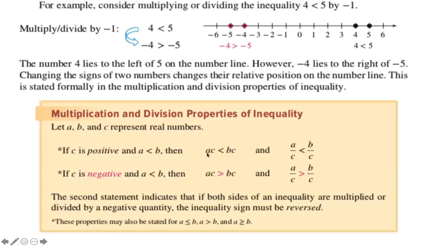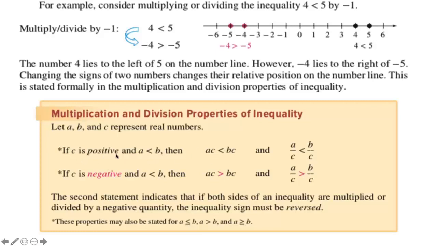So this says that if a times c is less than b times c, and I divide both sides by c, and c is positive, then the inequality is preserved. So if I divide both sides by c, it's still less than. But if c is negative, then I take the inequality and I switch it. And so I think this is a little bit of a typo here. AC is bigger than BC. If I divide by C, then yeah, I should switch this. Oh, so let's see. No, sorry, I misread that. Let me say that again.